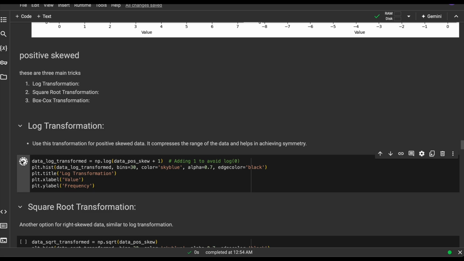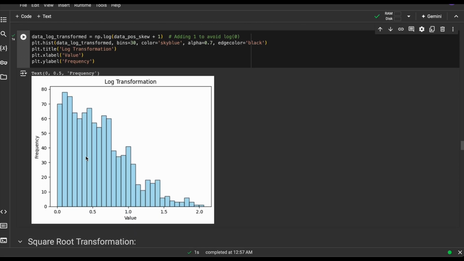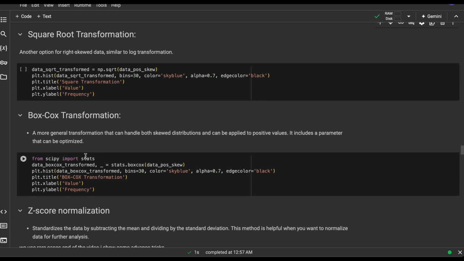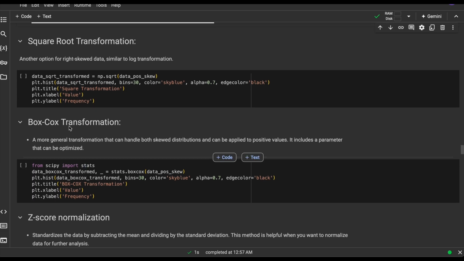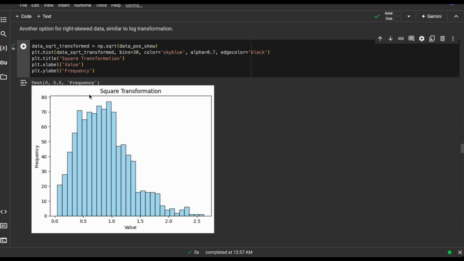Next, I show you this in the plot. This is still skewed on the right side. Then we try the next transformation, the square root transformation. It is applied after the log transformation, but does not fully normalize the data and it is still skewed, but it's better than the log transformation.